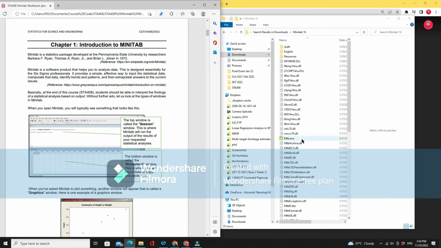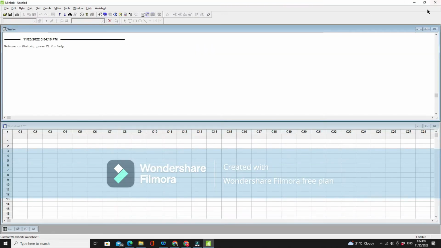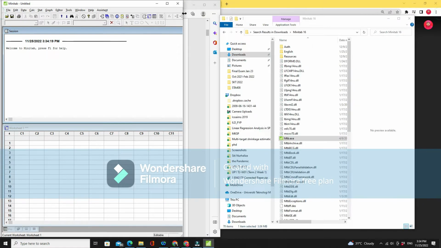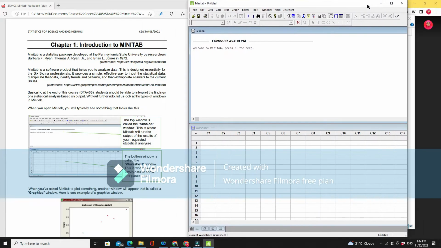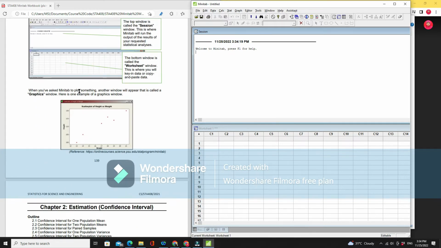First, I will open Minitab. When you open Minitab, you will typically see something that looks like this. The top window is called the session window, and the bottom window is the worksheet window. When you ask Minitab to plot something, another window will appear that is called the graphic window.